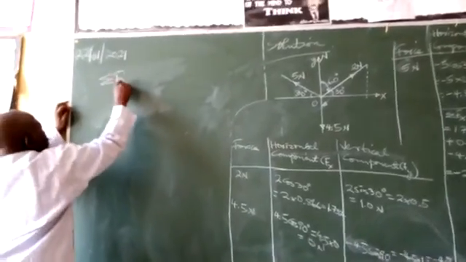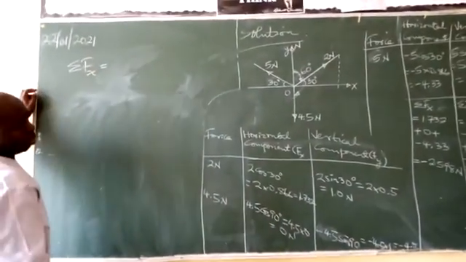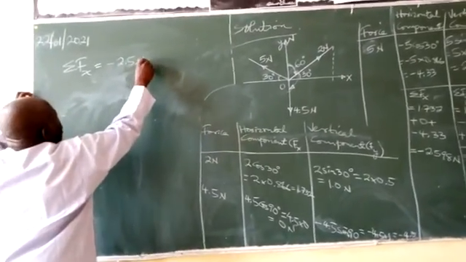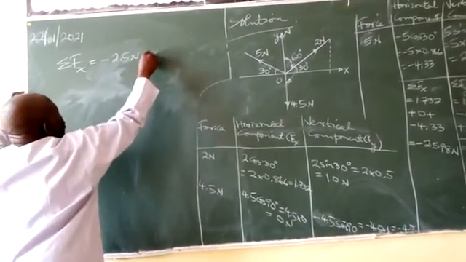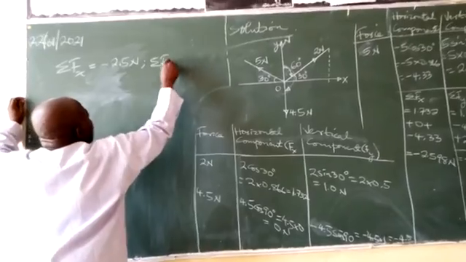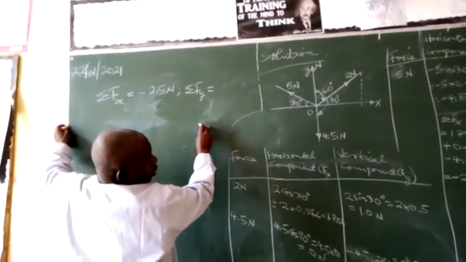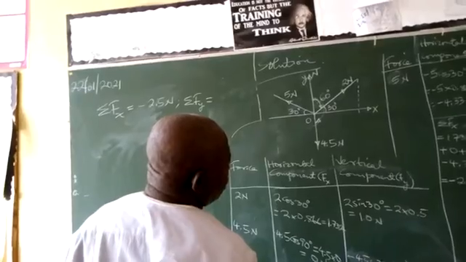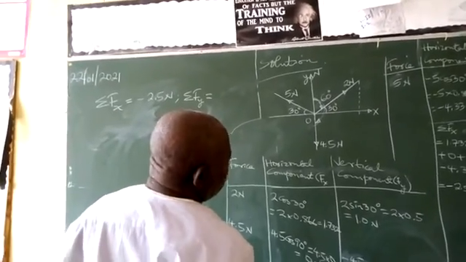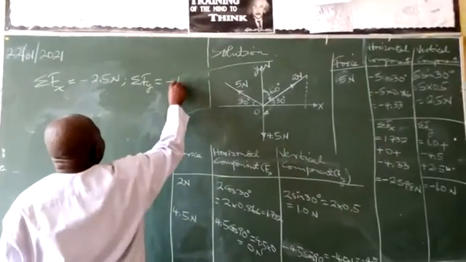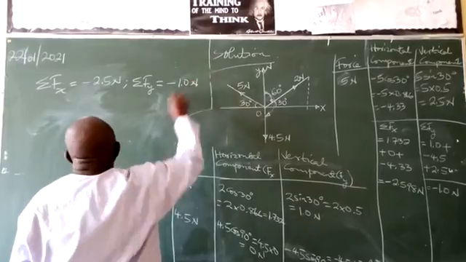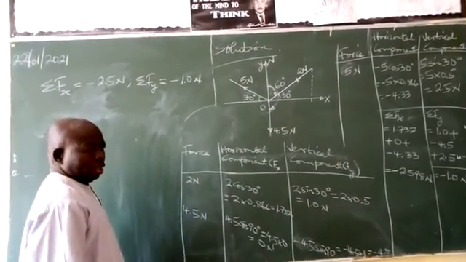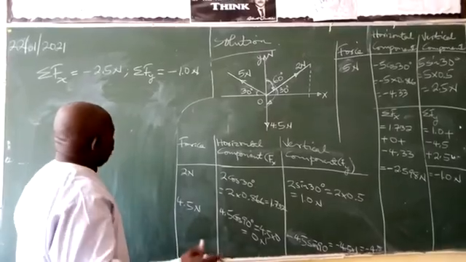Summation f of x is equal to minus 2.5 Newton. Summation f sub y is equal to, oh, they are both minus. Yes, they are all minus, both are negative. Minus 1.0 Newton. So now, the question says, find the magnitude and direction of the resultant force.